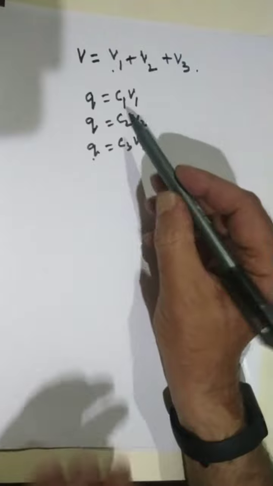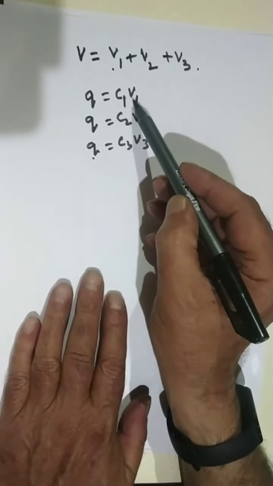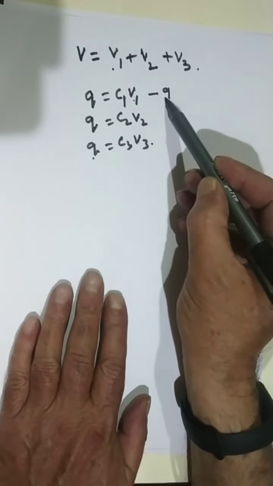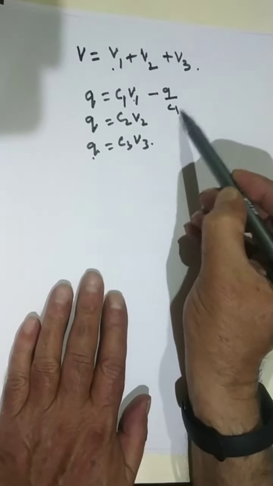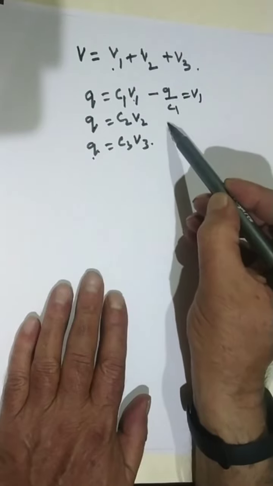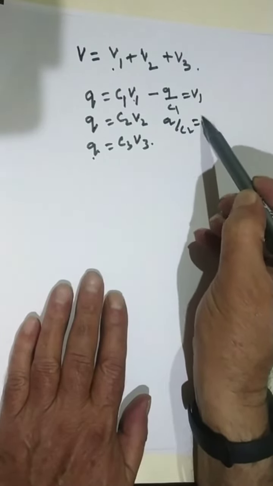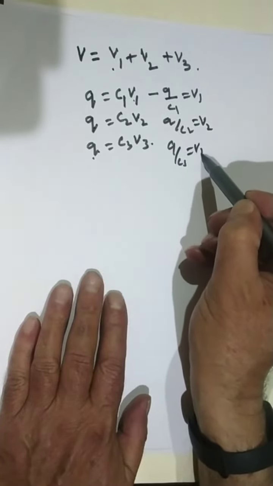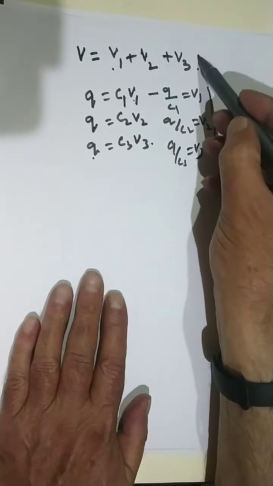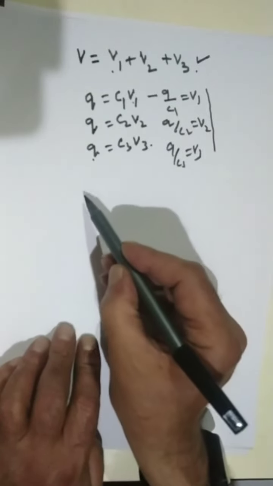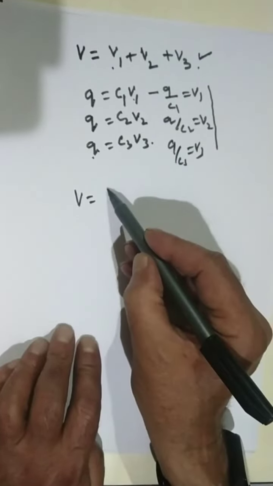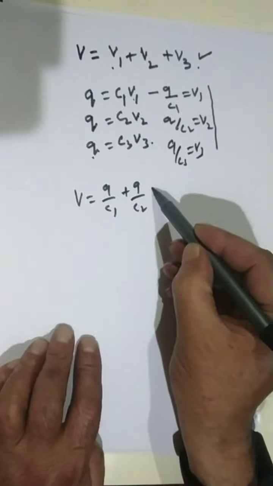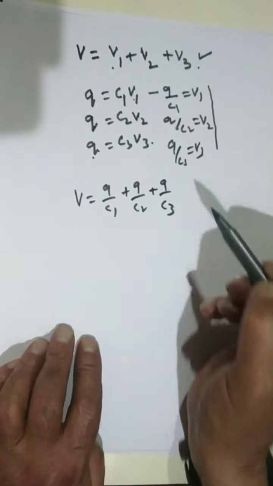Okay, from this we get, by cross multiplying, Q by C1 is equal to V1. Similarly, Q by C2 is equal to V2. Q by C3 is equal to V3. So substituting this in equation 1, we get V is equal to V1 के बदले में लिखेंगे Q by C1, V2 के बदले में लिखेंगे Q by C2, V3 के बदले में लिखेंगे Q by C3.